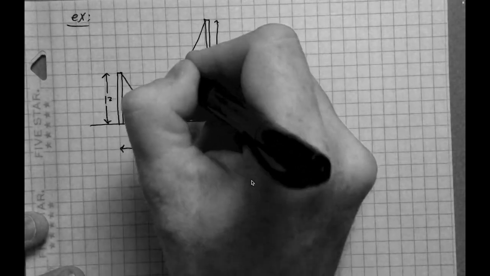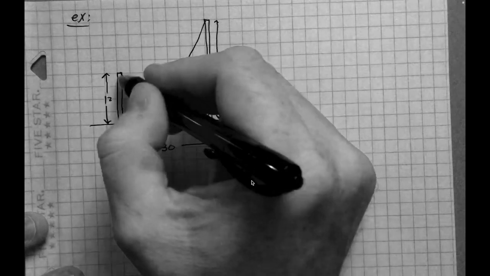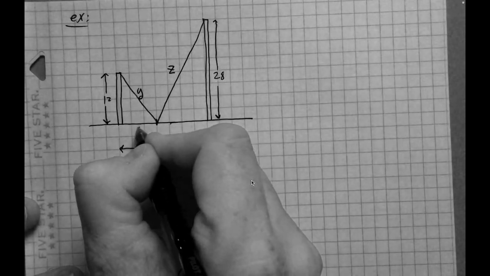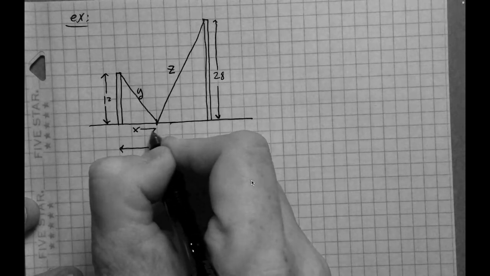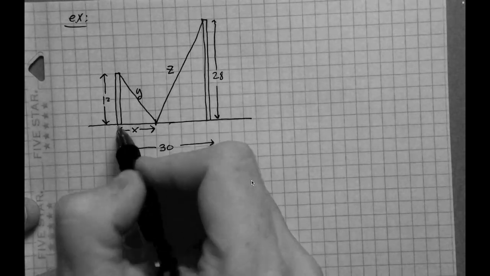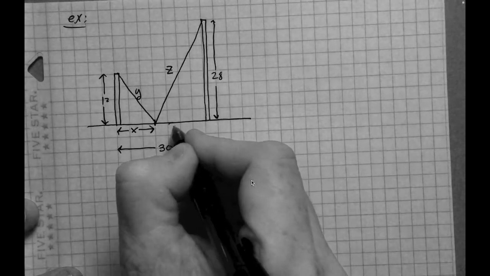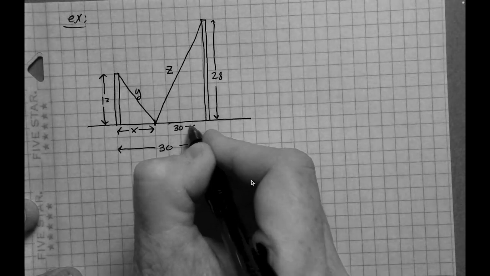Okay, so I'm going to call this Y and this Z. So Y plus Z is the total length of the wire. Now, we're going to denote this as X, right? That's the distance from the 12-foot pole to the stake. And then the whole distance is 30, so I'm going to call this 30 minus X over here.